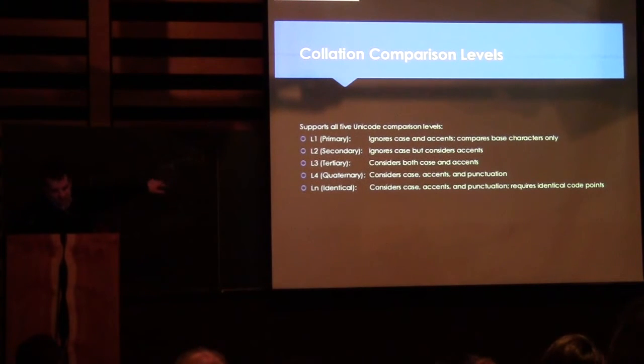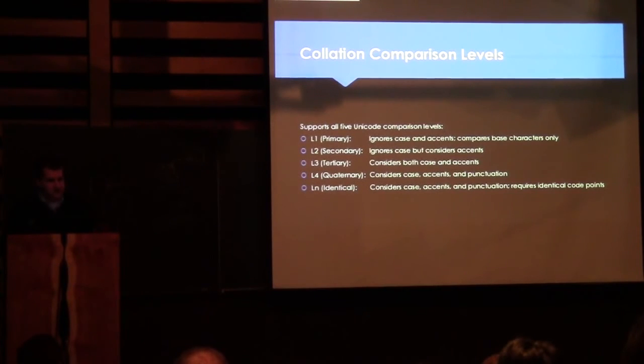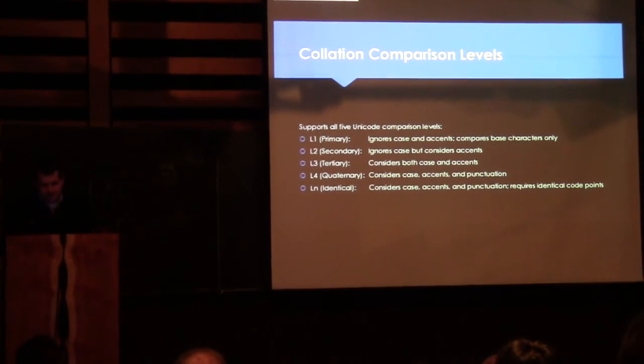Unicode actually has a set of collation levels. The first one, the primary one, ignores case and accents, and compares base characters only. The secondary one ignores case, but it still considers accents. The tertiary one considers case and accents. You can find out more about this in the Unicode standard, which we'll talk about in a moment.